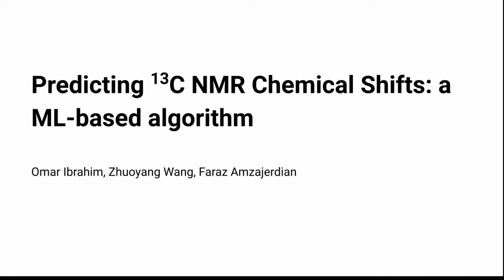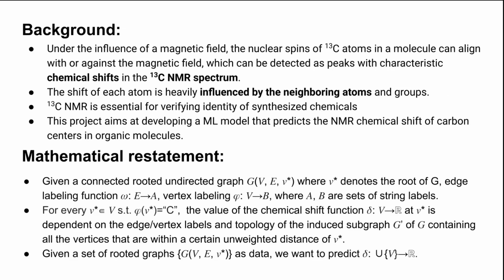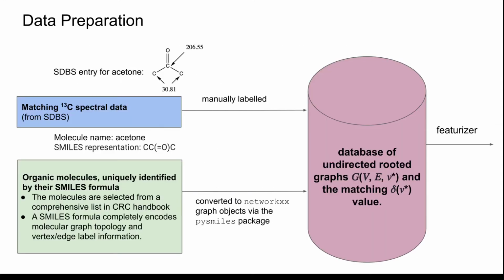We are predicting carbon-13 NMR chemical shifts through a machine learning algorithm. So carbon-13 NMR spectroscopy is the main method of determining composition of a molecule, and it works by identifying the chemical shift of each carbon-13 atom in a sample, where the shift of each atom is highly dependent on its neighboring atoms and groups. So we went through a list of molecules and encoded the structure of each molecule as a string using the SMILES format, and then labeled each carbon with its chemical shift.